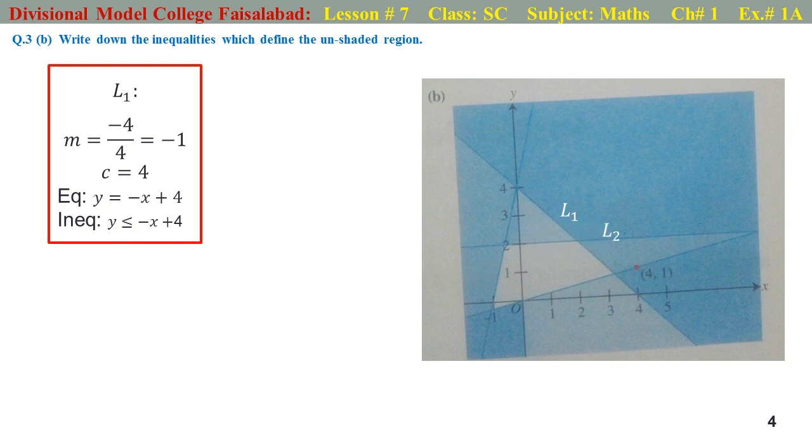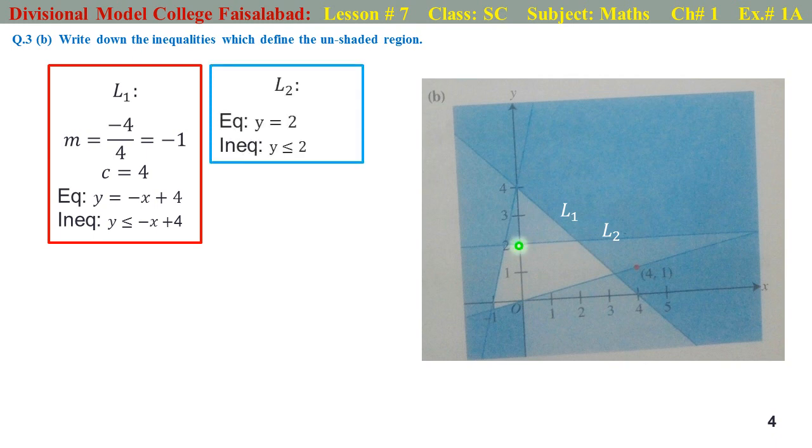Now second line is this one, which is horizontal line, and it is passing through 2. So its equation is simple. Horizontal line has only one variable, which is y. So equation of this line L2 is y is equal to 2. And inequality, because line is solid and region below this line is defined, so we will replace this equality sign with less than or equal to.